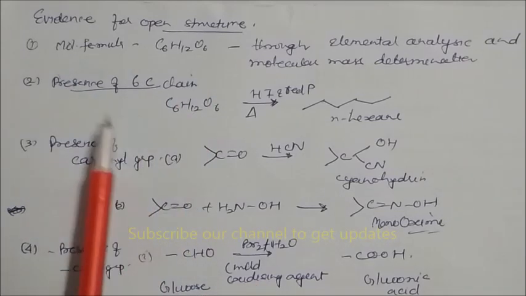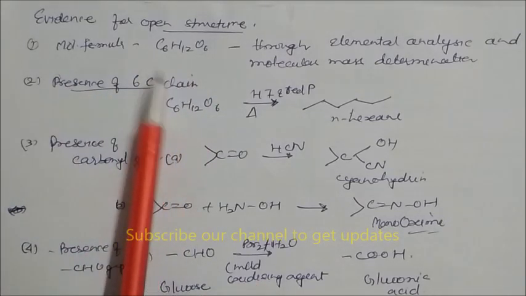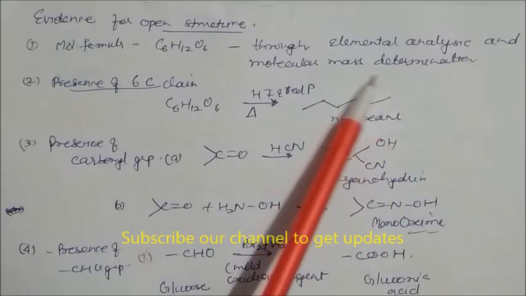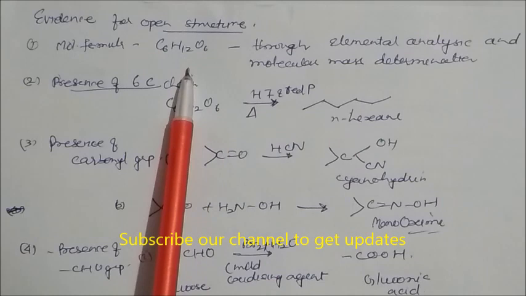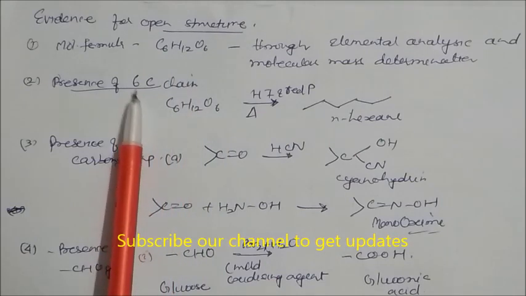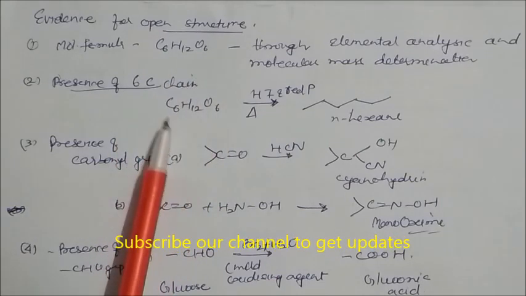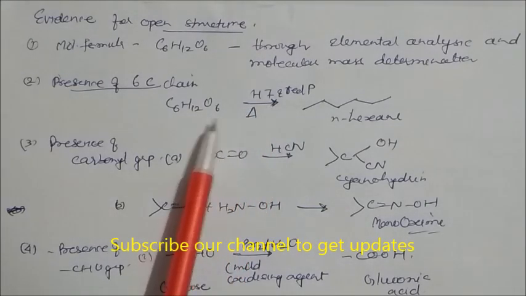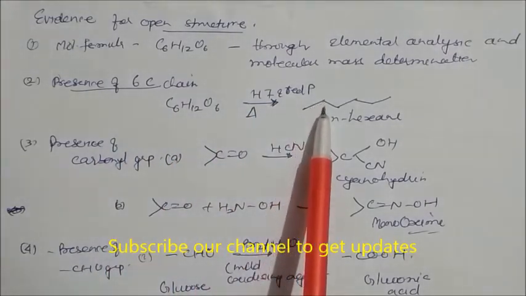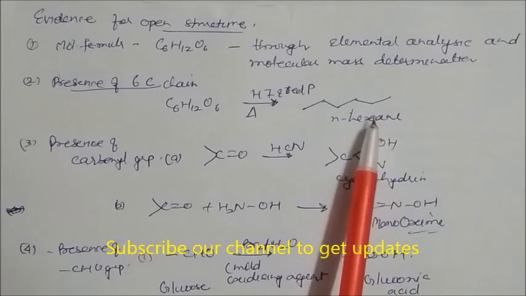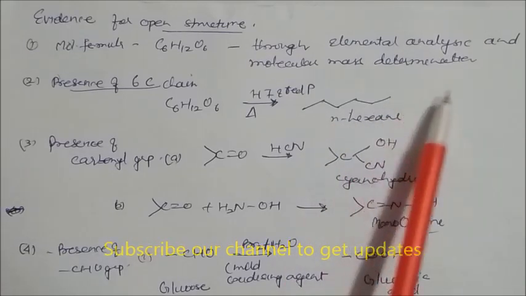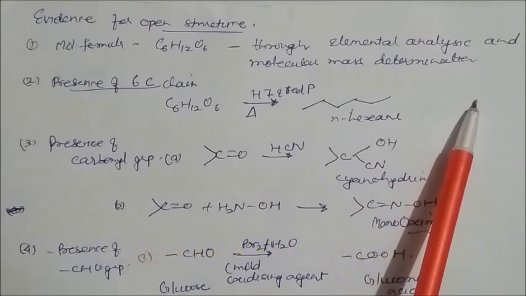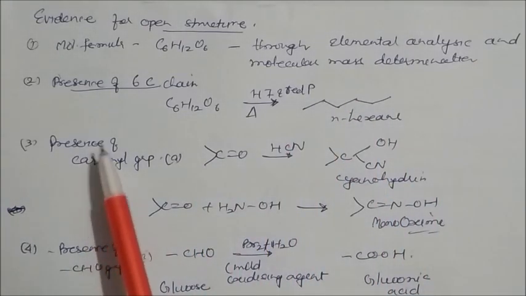For the open structure, the formula was derived from elemental analysis and molecular mass determinations. To identify the 6 carbon chain, glucose was reacted with red phosphorus and hydrogen iodide by heating. The scientists got the 6 carbon chain n-hexane. One more product is there, 2-iodohexane. So this product also had a 6 carbon chain.